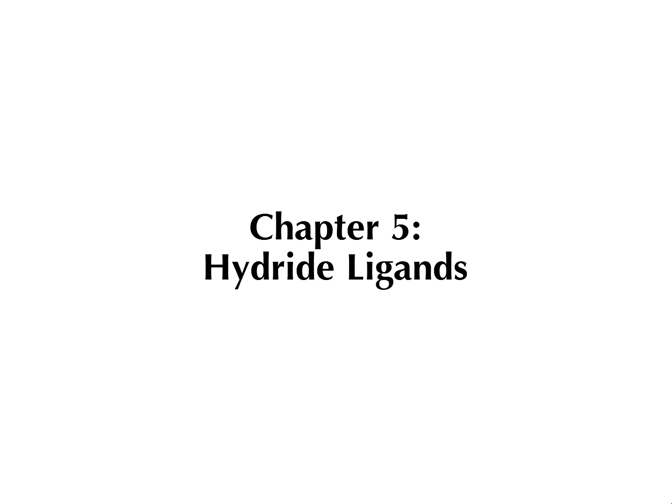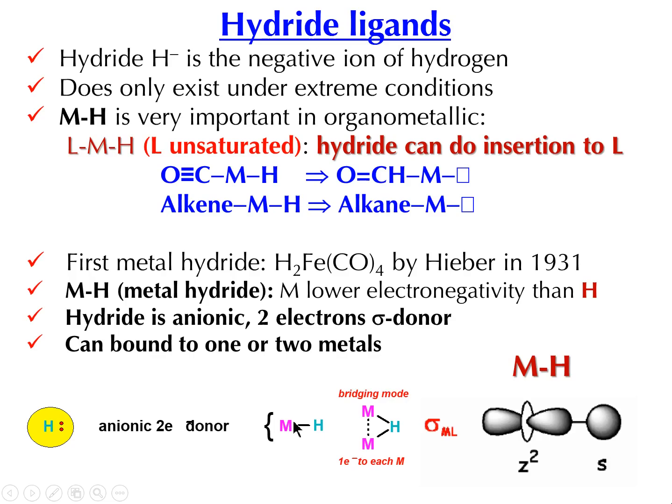Hydride ligands in organometallic chemistry. Hydride H- is the negative ion of hydrogen and only exists under extreme conditions. Hydrogen has the electronic configuration 1s1, so hydride H- has the electronic configuration 1s2 and has 2 electrons in the orbital s to be donated to the metal M.